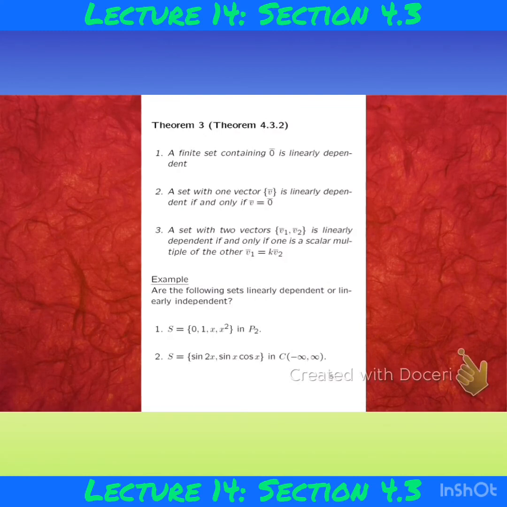Alright, so basically Theorem 3 states the following. Number 1, a finite set containing the 0 vector is always linearly dependent. Number 2, a set with one vector is linearly dependent if and only if it's the 0 vector. And number 3, a set with two vectors v1 and v2 is linearly dependent if and only if one is a scalar multiple of the other. Right, so let's go and see why this is the case.